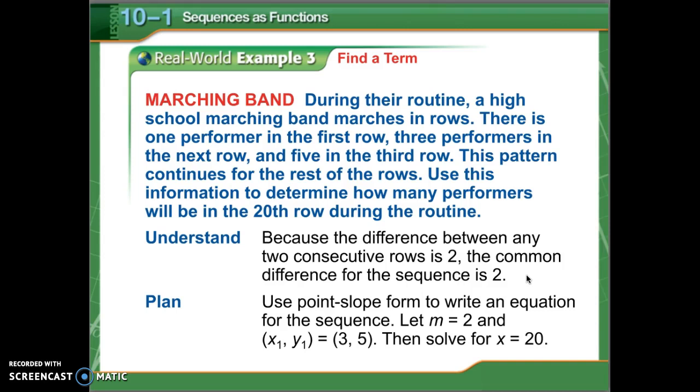So then they want us to use point-slope form to write an equation for the sequence. And because our common difference is 2, that's kind of like your slope when you graph a line. So m is 2. And we have a coordinate point of (3, 5), meaning that the third term in the pattern was the number 5. You could also use the first term in the pattern was 1, (1, 1). You could use a second one. Second term was 3, (2, 3). Any of those points works. And then we're going to solve for when x equals 20.